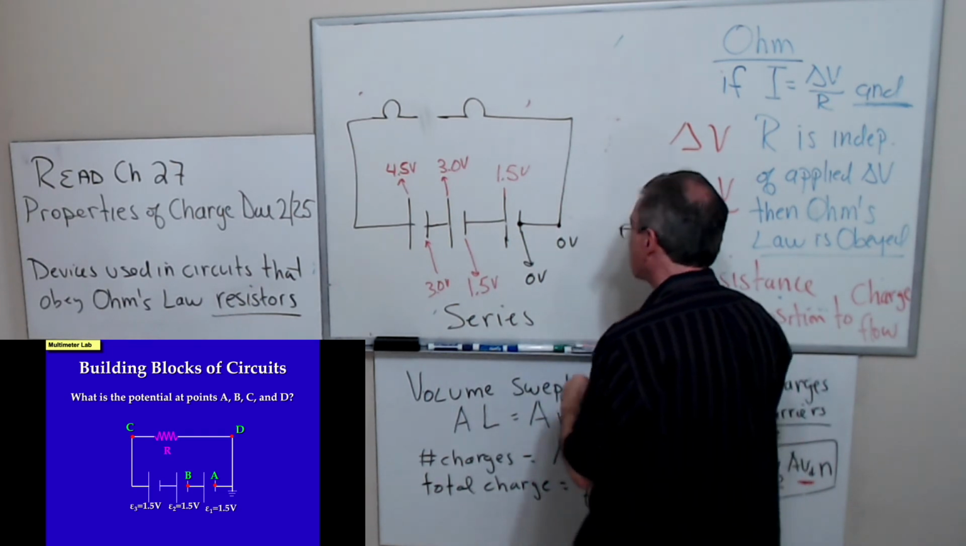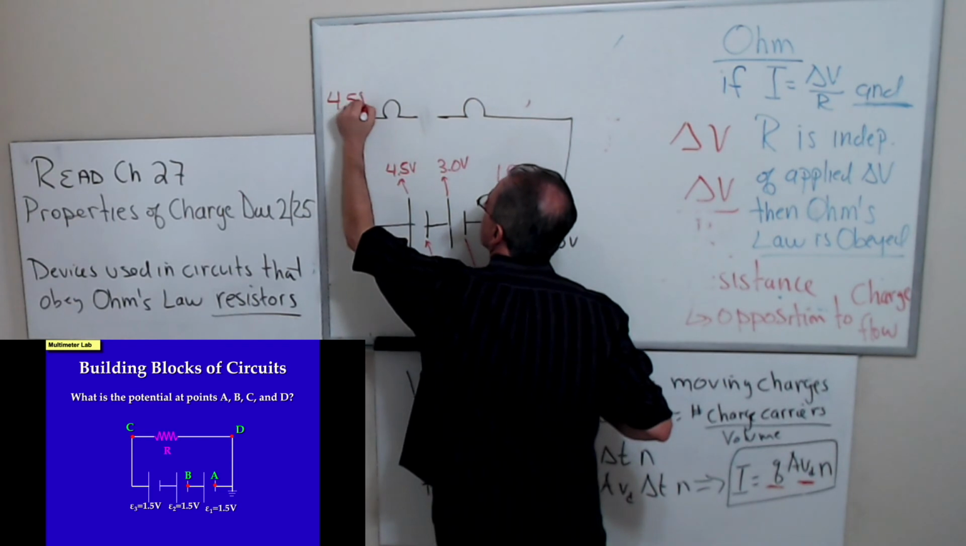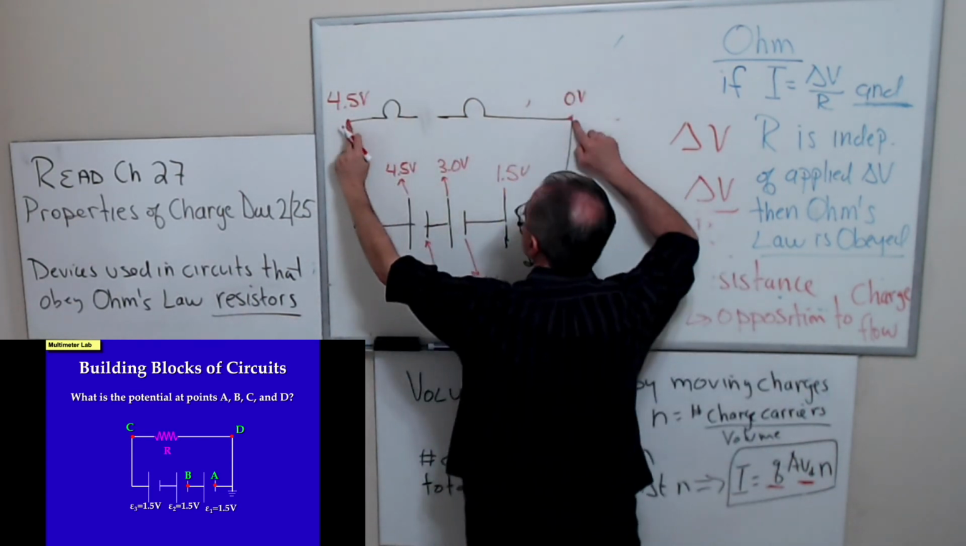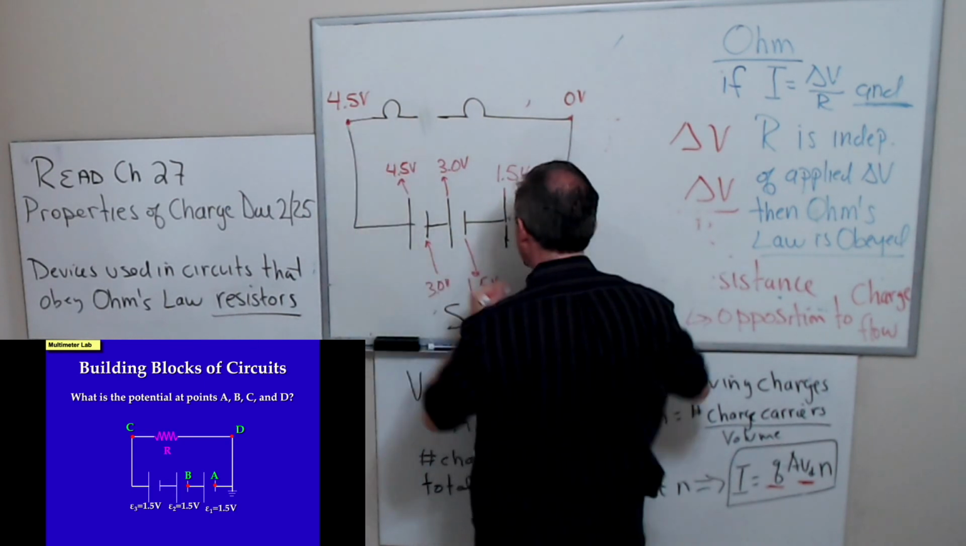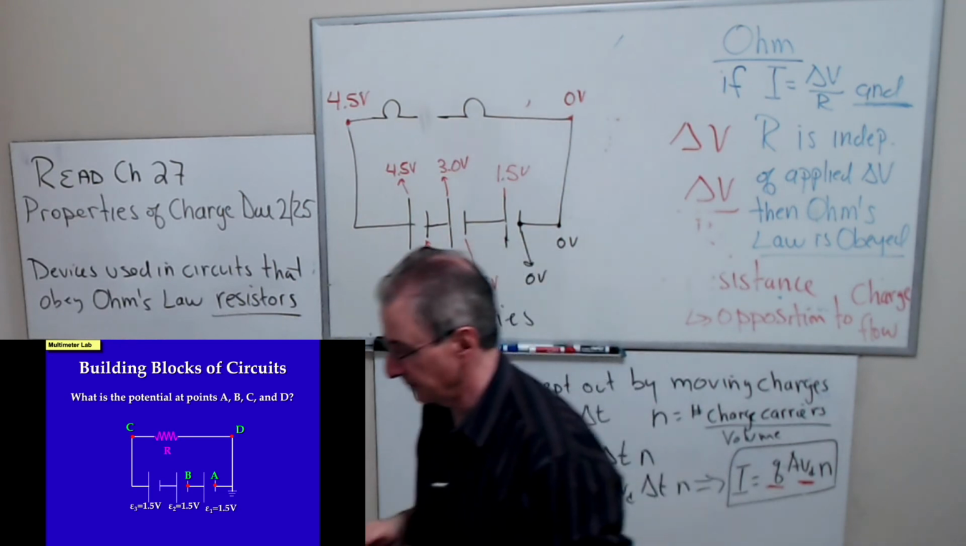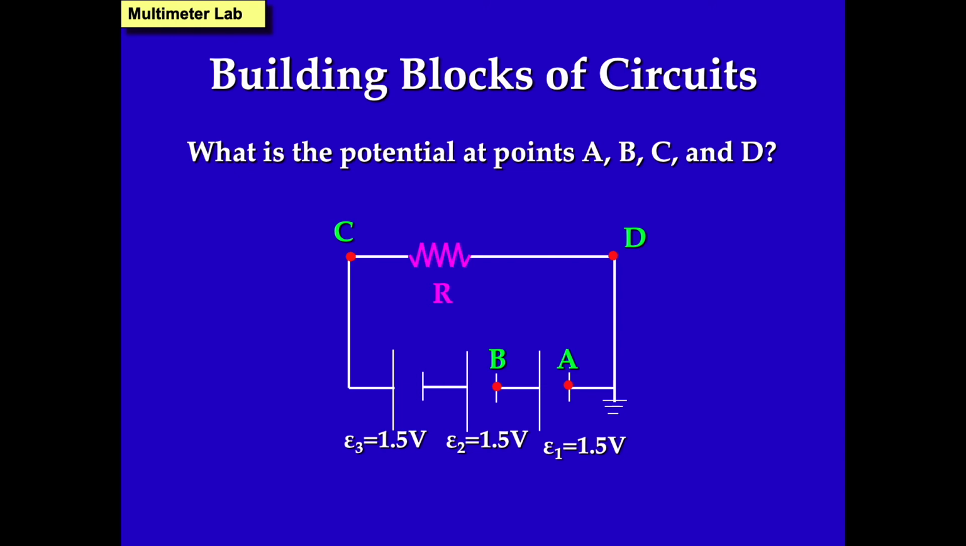Okay, so in my circuit, point C is at 4.5 volts, and this is at 0 volts. So the potential difference between C and D is 4.5 volts. And the voltage is 4.5 volts. Okay, so I'm going to try to illustrate this for you.